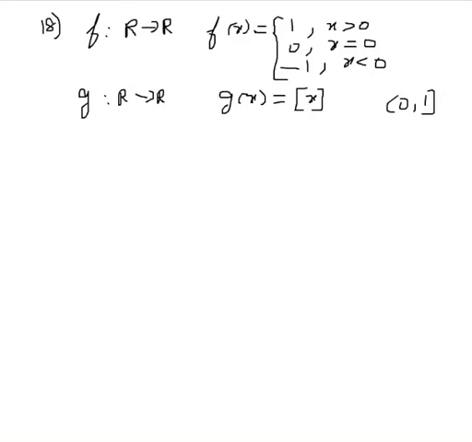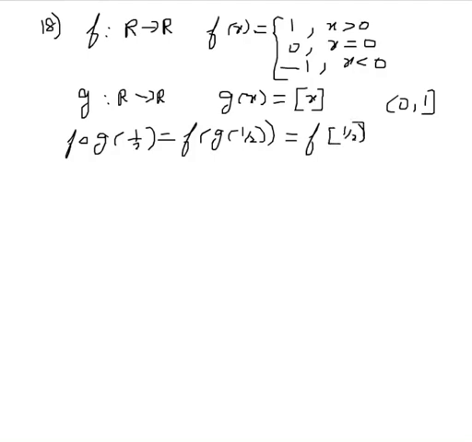Let me take 1/2. I will calculate f composite g of 1/2, which is f(g(1/2)). g(1/2) is the greatest integer function of 1/2. The greatest integer function of 1/2 is 0 and f(0) is 0. Look at this definition.